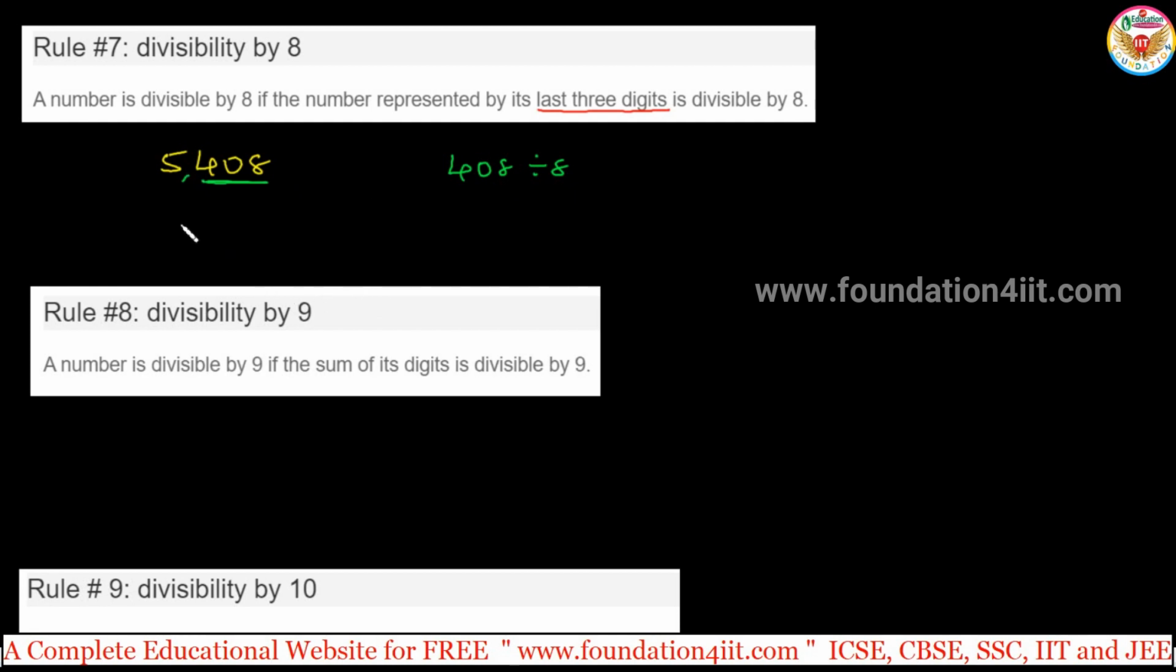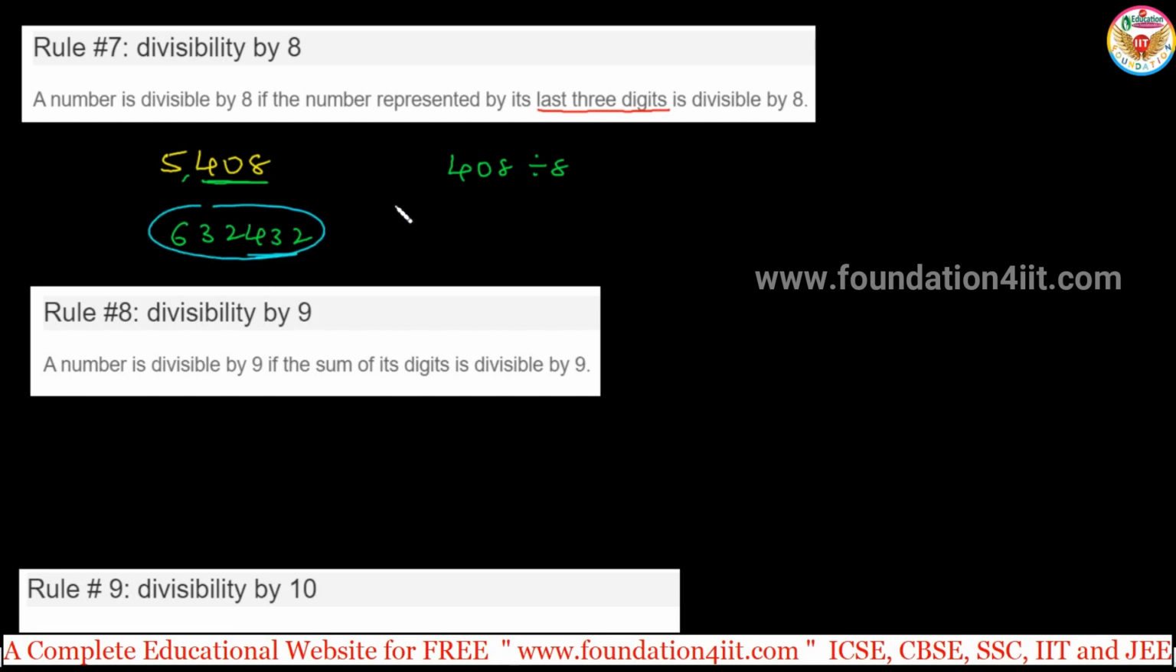In the same way, the last one, like 632432. So 432 is divisible by 8, so this number is also divisible by 8.